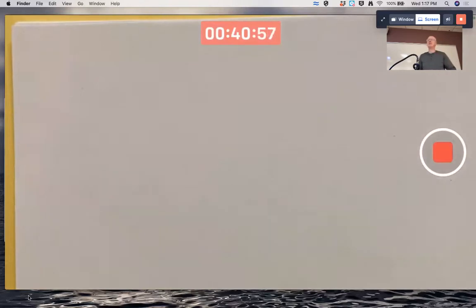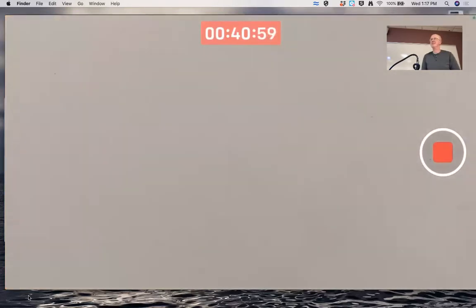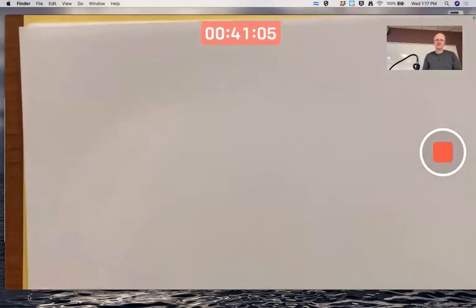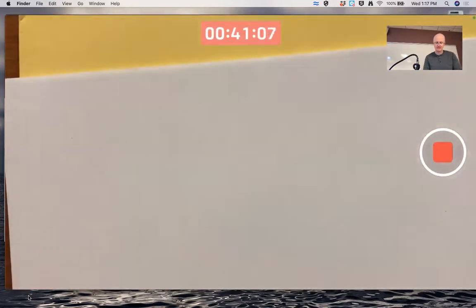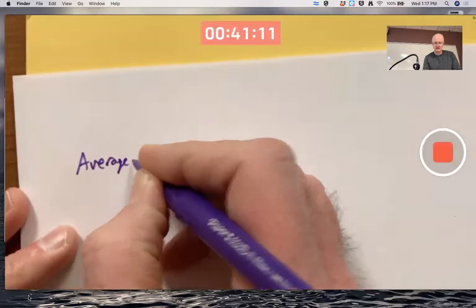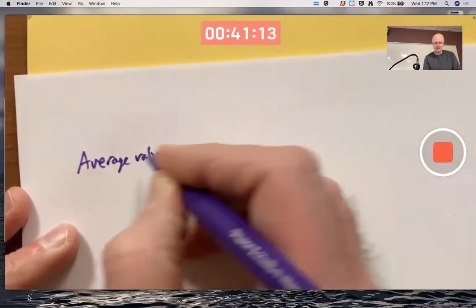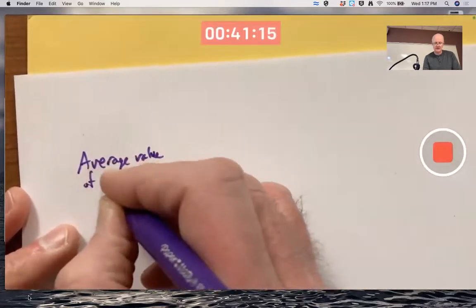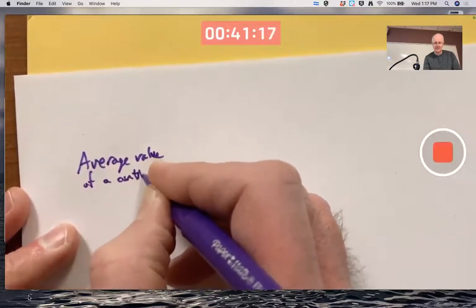One thing I have not emphasized in class enough, at least, I did mention it a few times, is the idea of the average value of a function. Average value of a continuous function. This is defined in chapter 5.